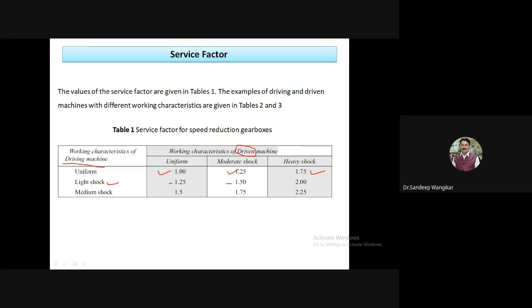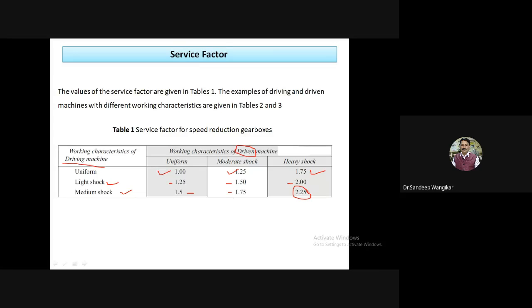1.50. Driving light shock and driven heavy shocks, more shocks are there. It is 2. So service factor is taken as 2. Now driving machine operating at medium shocks and driven machine uniform, 1.5. Driving machine is medium and driven also moderate, 1.75. And driving is having some medium shocks and driven is at heavy, then you can see the CS is 2.25.